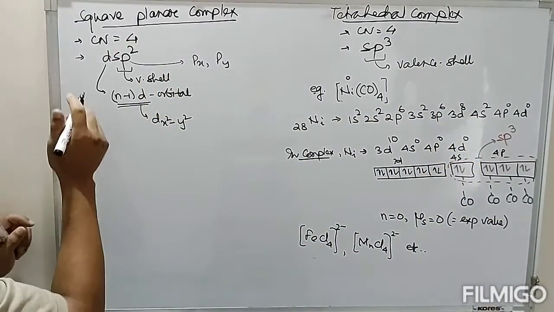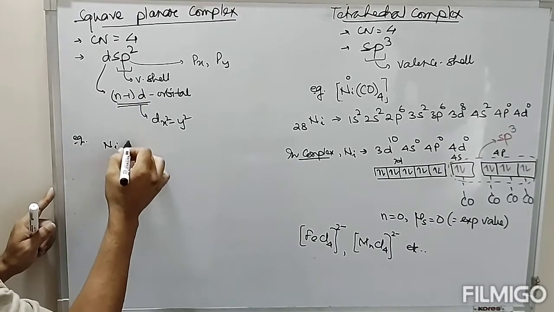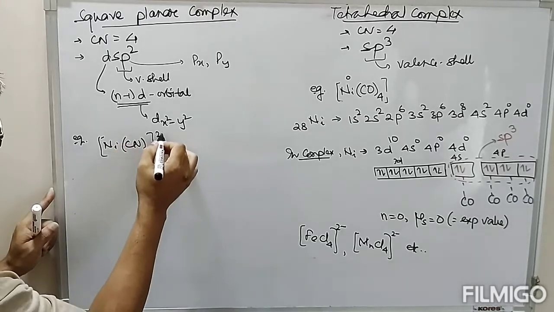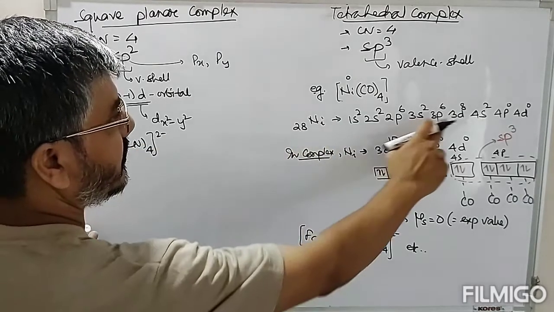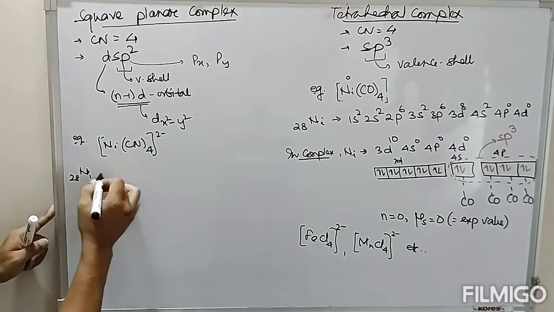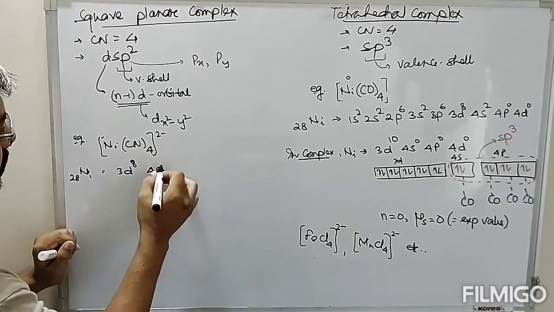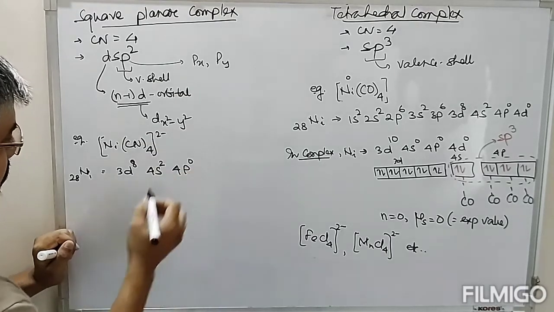So look at this. We'll take this example: nickel tetracyanide. So we have this electronic configuration of nickel. Nickel in ground state is 3d8 4s2 4p0.